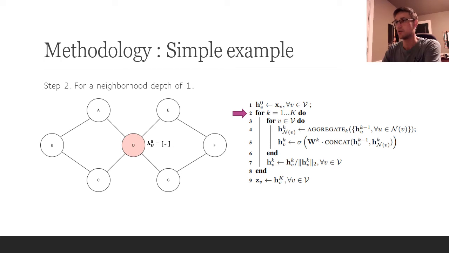So for step two, we first start the main loop, which is an iteration over all the given search depths. A search depth is basically the number that stands for the sampling of the neighborhood. If we have a search depth of 1, we're going to sample nodes that are at a distance of 1 from our given node. And then we're going to enter the inner loop, which is a loop over all of the nodes in the graph. In our case, since we are only focused on node D, we're only going to take into consideration what happens for node D, but in practice we would do this for all of the nodes in the graph.